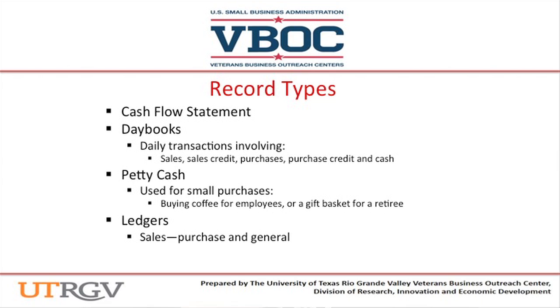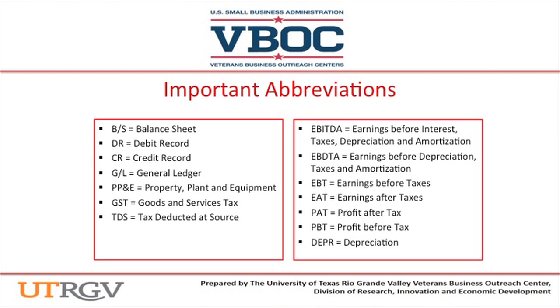Day books: daily transactions involving such things as sales, credit sales, purchases, purchase credits, and cash. Another record type is petty cash, special use for small purchases, such as buying coffee for the employees, or a gift basket for someone that's retiring. Ledgers. Ledgers are also extremely important. They record sales, purchases, and general items, or activities and transactions. These are important abbreviations to consider.